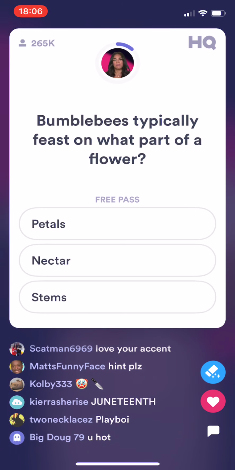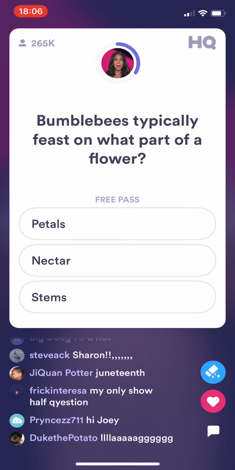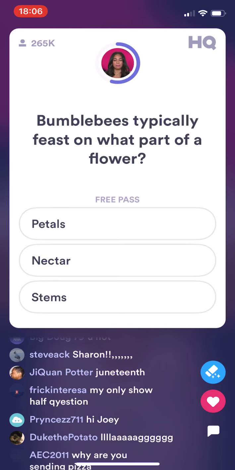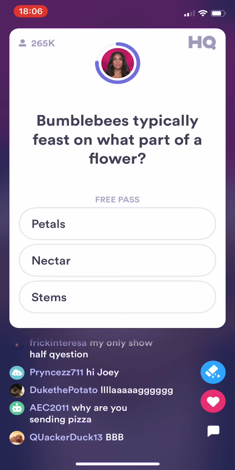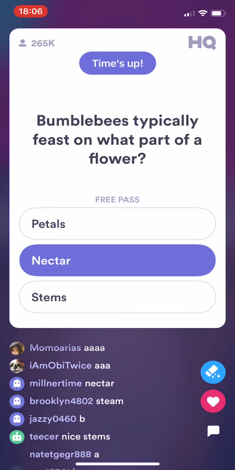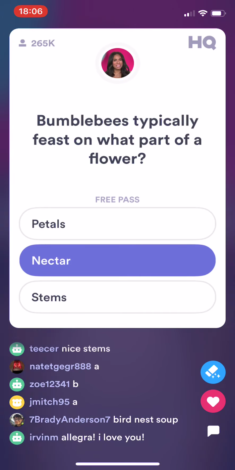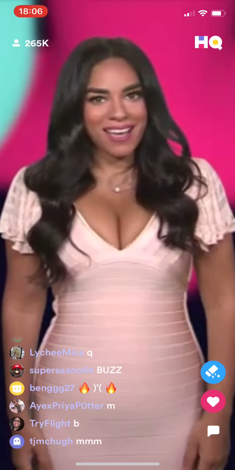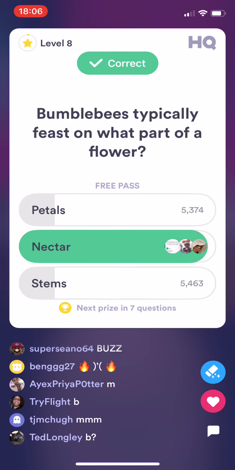Q2. Bumblebees typically feast on what part of a flower? Petals, nectar, stems. Those friendly and fuzzy bees bumbling around. You tapped on stems. That was a tasteless choice. Give me that honey and give me that money. It's nectar.